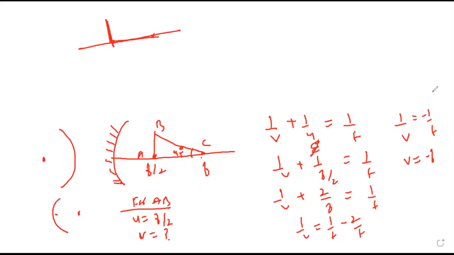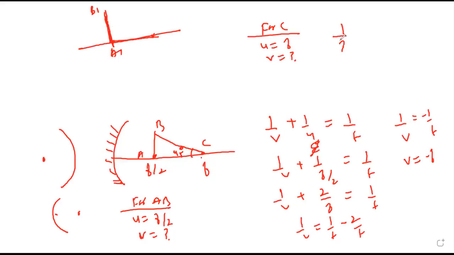And C is at the center of curvature. For C, and magnification we can see it is V upon U. So this will be double the height of the original. A1, B1 is double of this. For C, U is F, V you don't know.